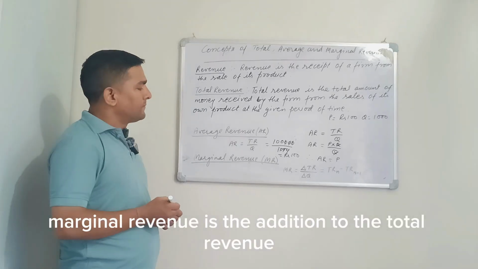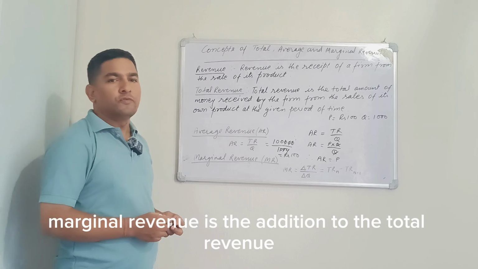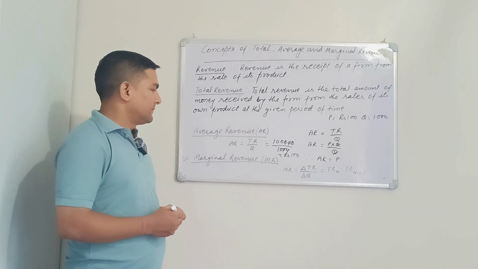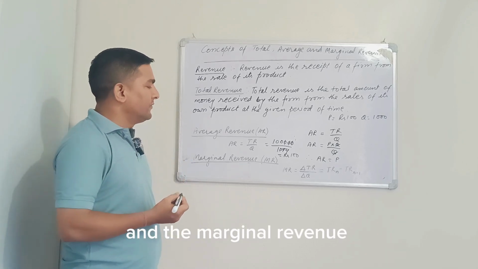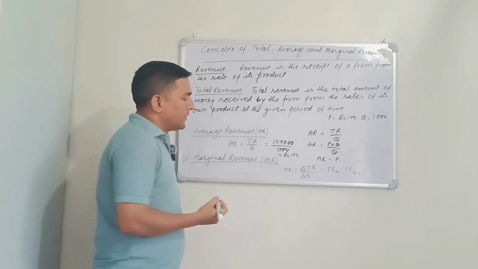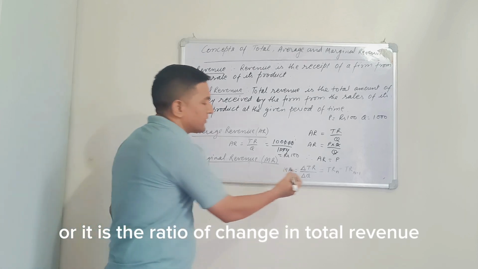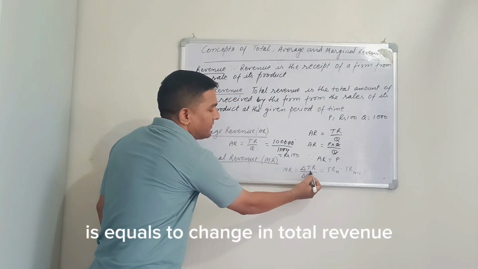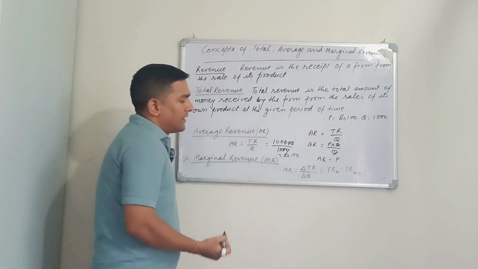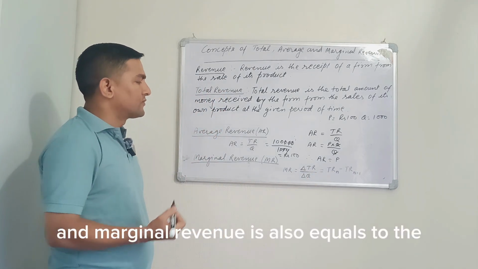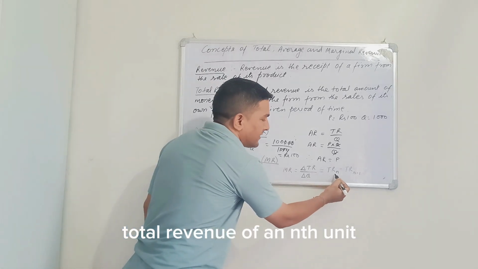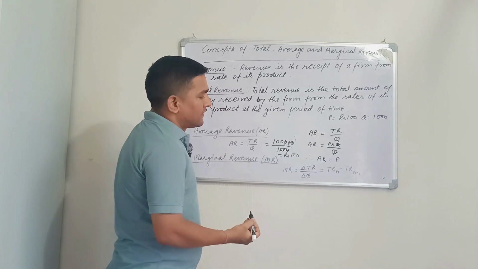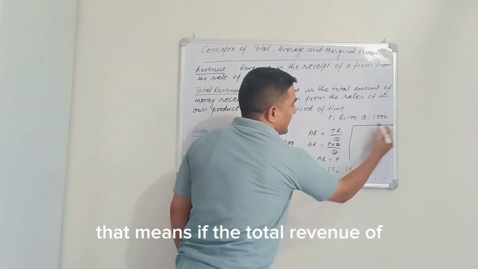And after the average revenue, marginal revenue. Marginal revenue is the addition to the total revenue by the selling of one additional unit of output, and the marginal revenue is the ratio of change in total revenue and the change in quantity sold. Here MR is equal to change in total revenue upon change in quantity sold. And marginal revenue is also equal to the total revenue of nth unit minus total revenue of n minus 1th unit.